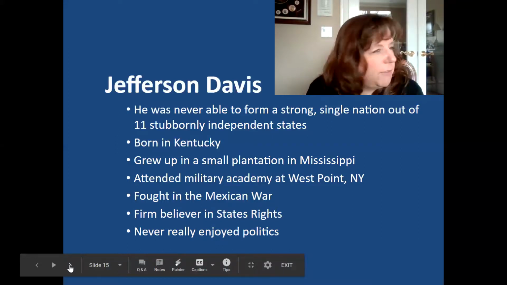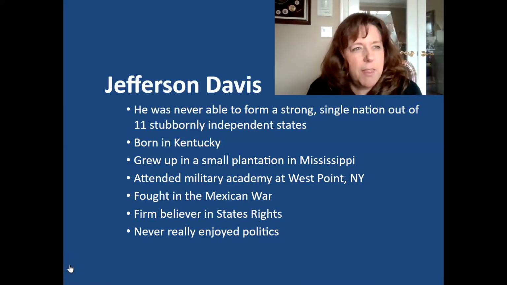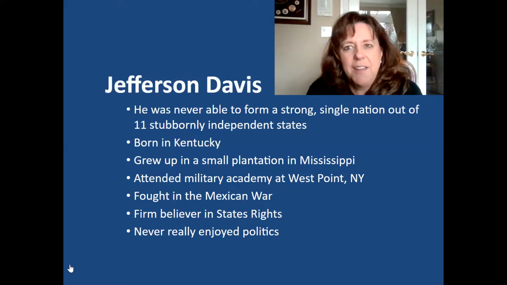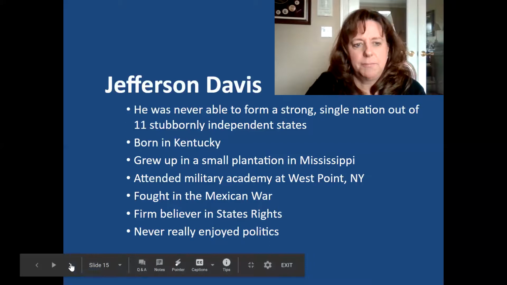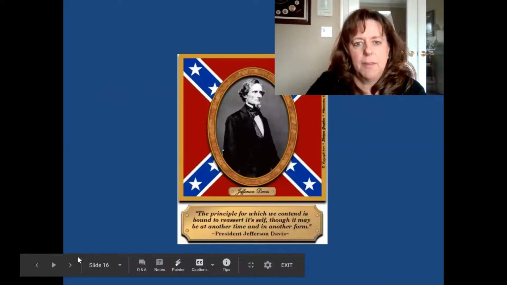His first White House, another thing that I did this summer on my Great American Road Trip is we went and saw Jefferson Davis's first White House, which was kind of funny. There we got him with his Confederate flag.